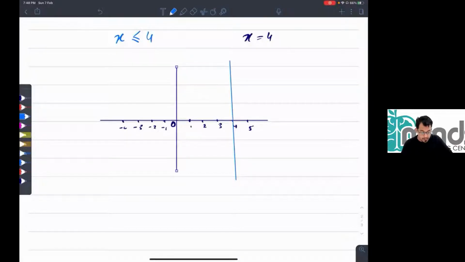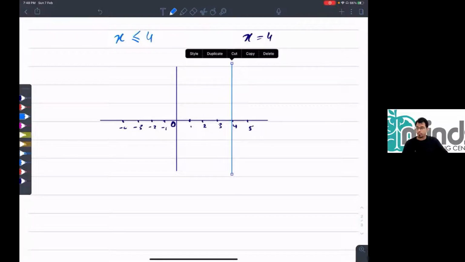Are you people getting it? x equal to 4 is a vertical line passing through x equal to 4, because x equals 4 means the value of x will always remain 4 no matter what the value of y is. Yes, Ritu and Tisha, do you have any confusion in it?